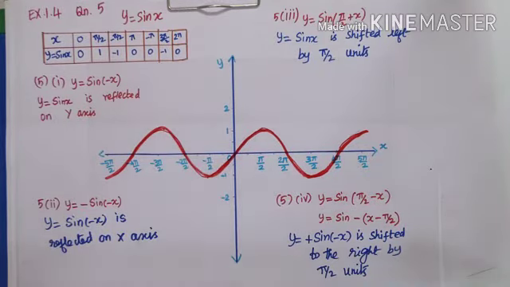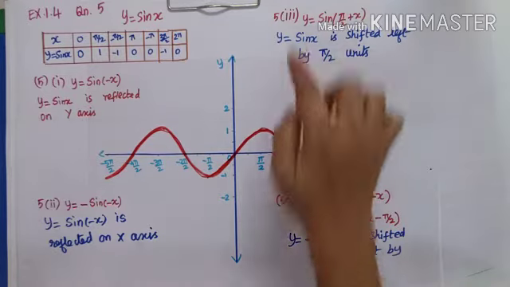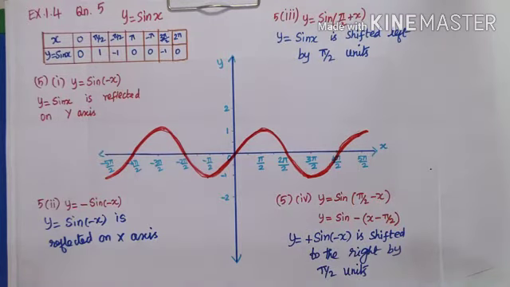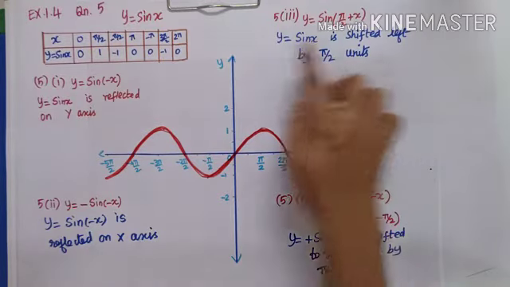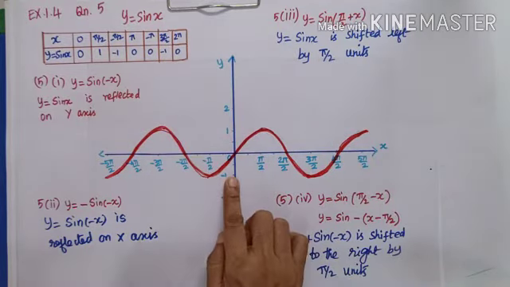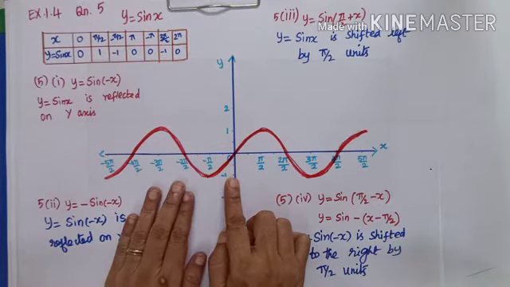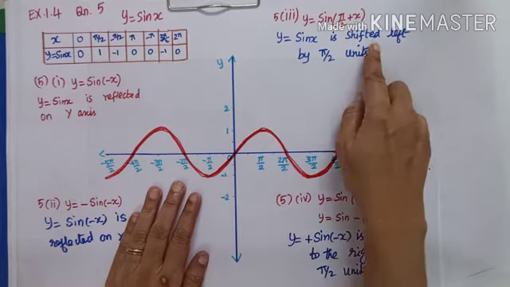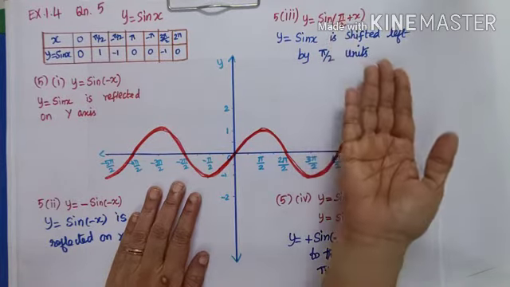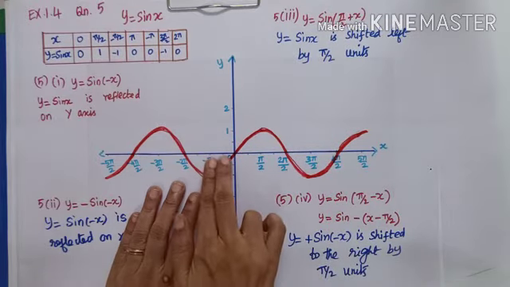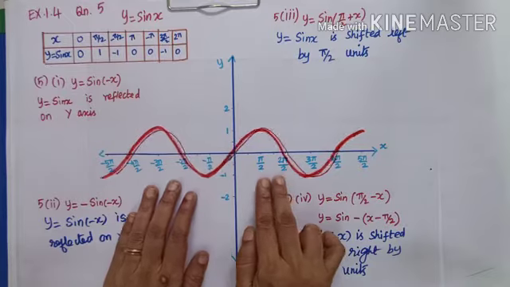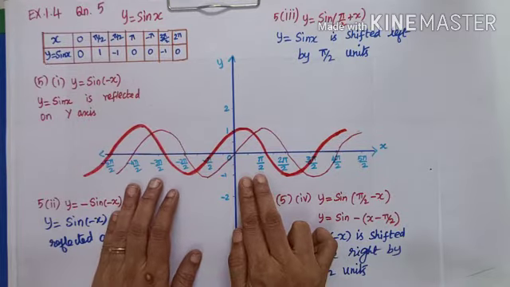Now, third part of the question is y is equal to sin of pi by 2 plus x. This is sin x curve. This sin x curve I want to shift. Plus pi by 2 tells me left by pi by 2 units. This is pi by 2, this length. So shift left by pi by 2 units.